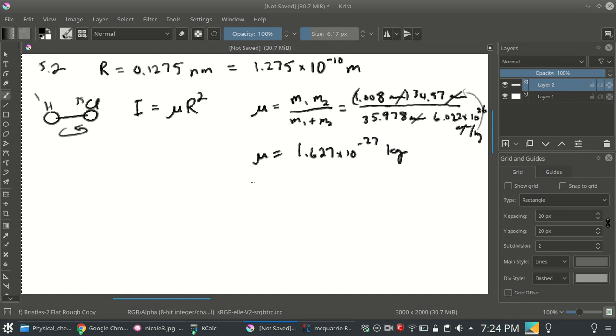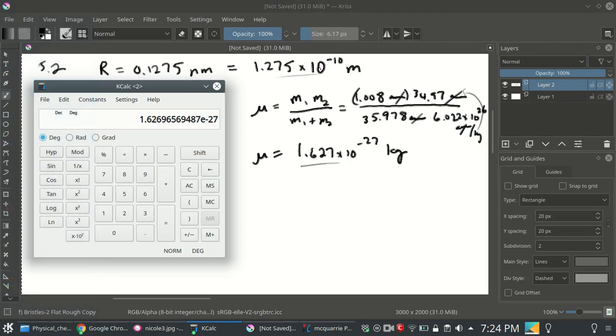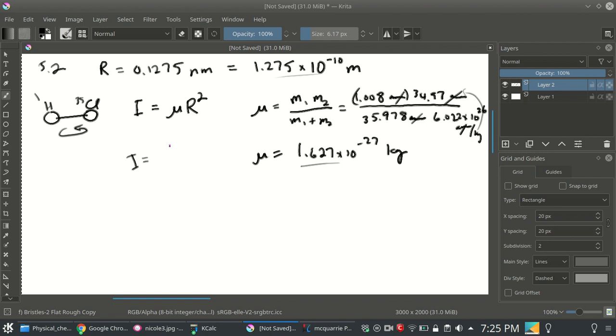Now we can calculate the I. So the I will be equal to this times that squared. So whatever is in the calculator times 1.275 times 10 to the minus 10th squared. That is 2.645 times 10 to the minus 47th, and that's in units of kilograms meters squared.